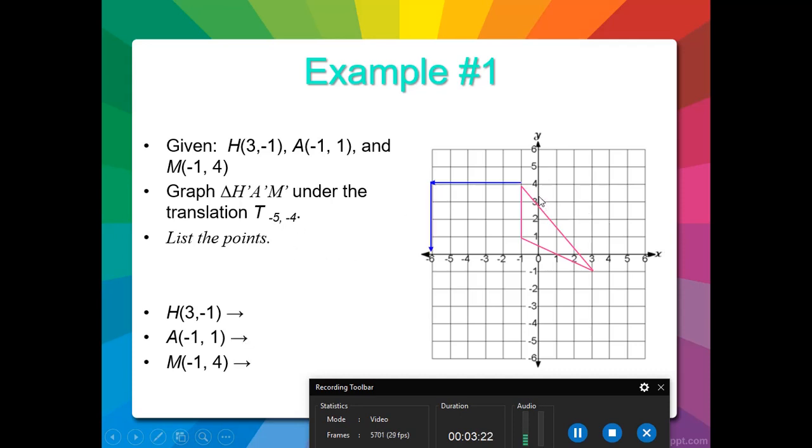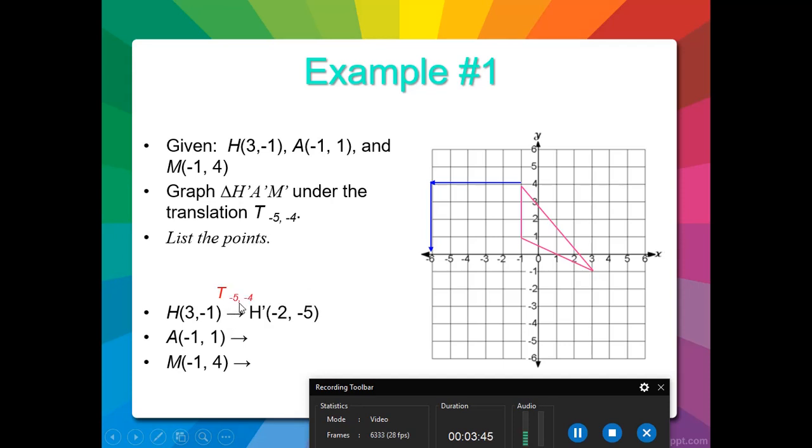So what I've done is I've added some arrows here to show you. So the point at the top of the triangle is going to move 5 units left and 4 units down. Every point, though, on the triangle will move in that same pattern. So the second point directly below will move 5 left and 4 down. Same with the one over here on the right.